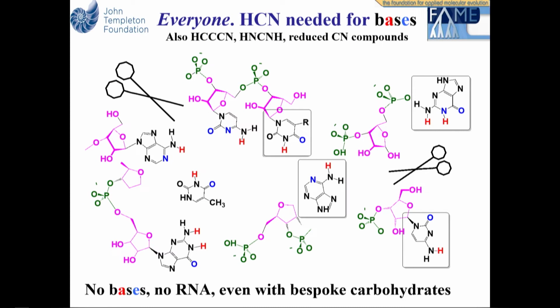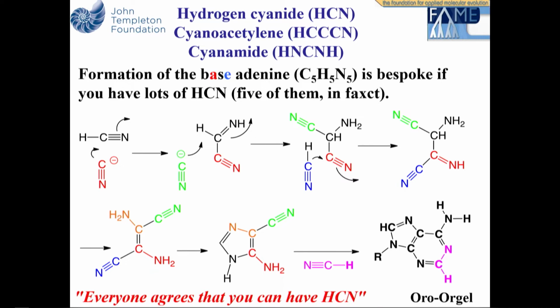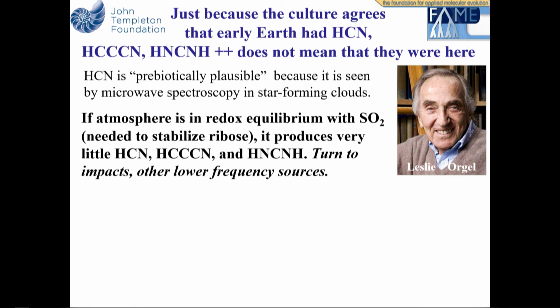And of course the question is, who cares about hydrogen cyanide? Well, the answer is everybody, because hydrogen cyanide is needed for the bases, also cyanoacetylene, HCCCN, also cyanamide and other reduced organic compounds. And of course with no bases, no RNA, even with bespoke carbohydrates. So the problem with hydrogen cyanide is that everybody thinks it was there, but the argument always for having it came from Leslie Orgel, who noticed hydrogen cyanide in microwave spectroscopy in star-forming clouds. Now, of course, the fact that it's in a star-forming cloud doesn't mean it's on Earth, and so people are looking for other ways of getting it.